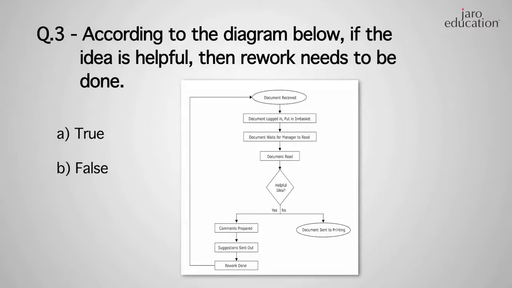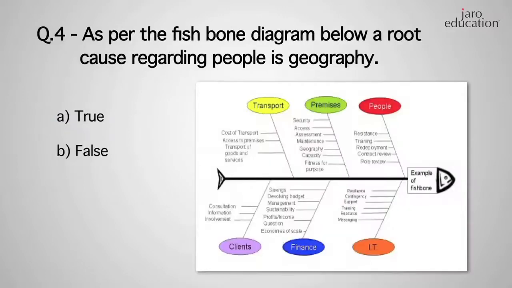So this statement is a true statement. If the idea is useful, then rework has to be done. As per the fishbone diagram, root cause regarding people is geography, true or false? If you see, the geography parameter is a root cause for premises, the title of premises. So it is not a root cause regarding people, and this statement is false.